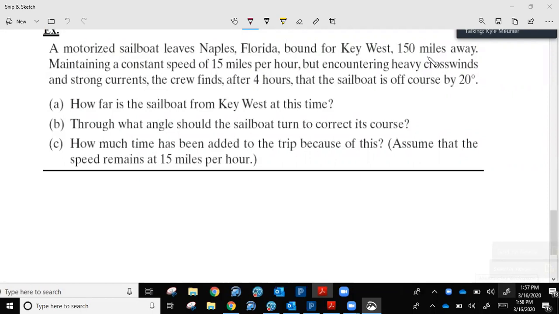Today, all I really wanted to do was the application problem at the end and assign a few problems covering that. So let's take a look at that.